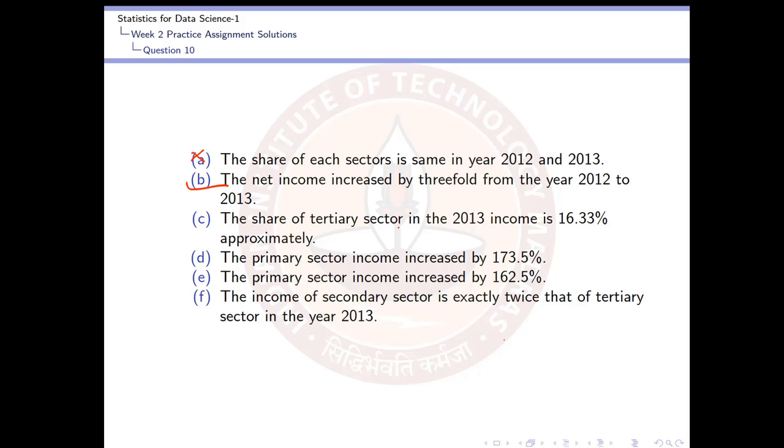So share of tertiary sector in 2013 itself is approximately 16.33. That is your right. For D and E, we have to calculate by what percentage the primary sector income increased. For it, we have to calculate the income of the primary sector in 2012 and 2013. Then we will find the increment. So let's calculate the income from the primary sector in both the years.